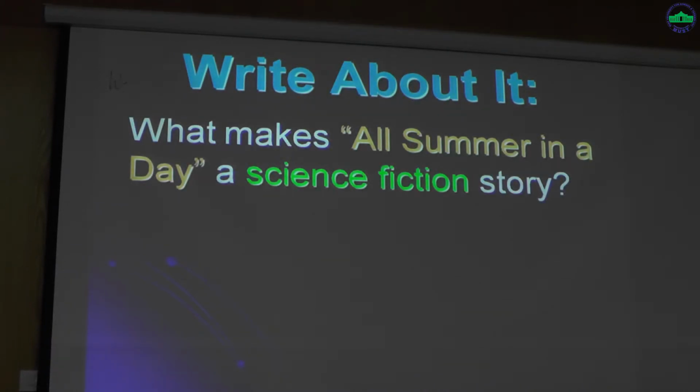So, what makes All Summer in a Day a science fiction story? It takes place on the rainy planet Venus. Is it possible to have rainy weather for 7 years?